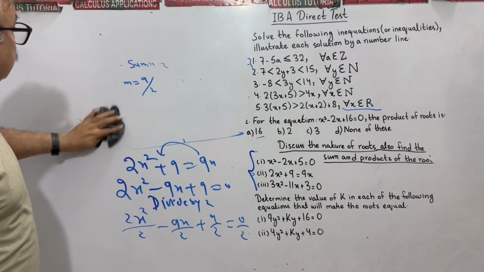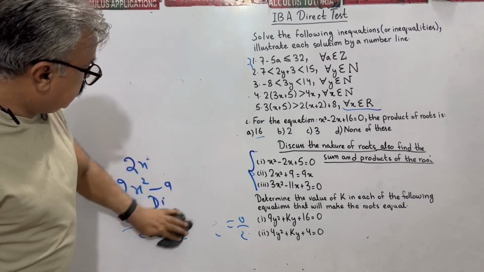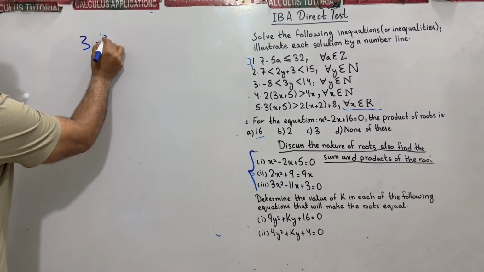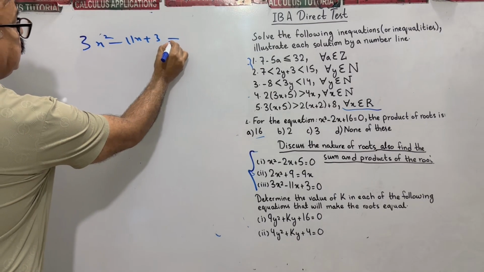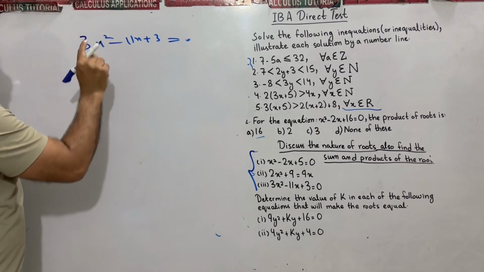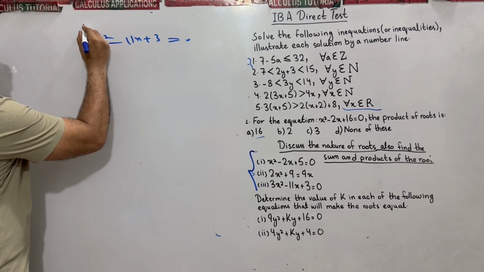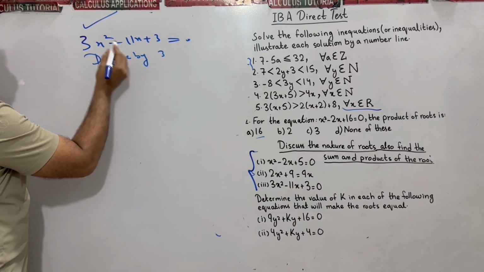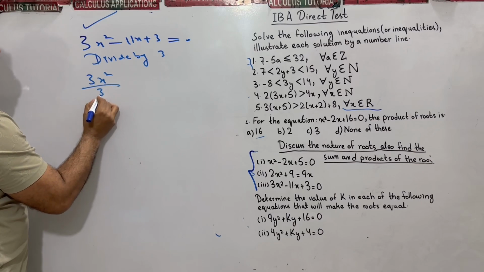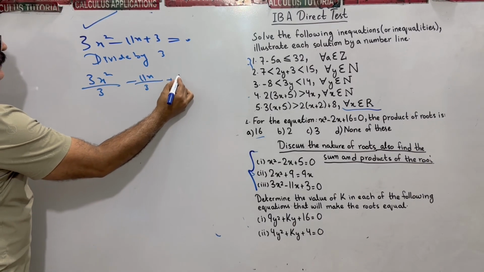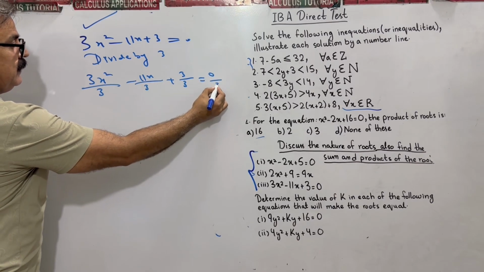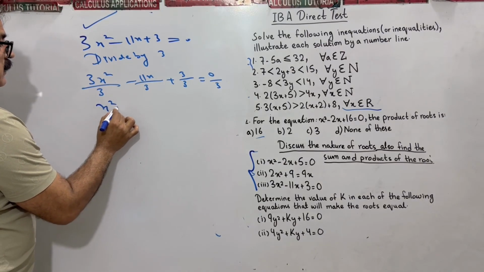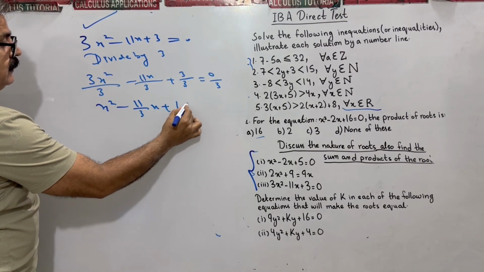Moving towards the final question: how to find the sum and product of the roots? That is 3x square minus 11x plus 3 is equal to 0. We cannot compare with the standard form directly. We have to make the coefficient of x square 1, so divide by 3. Dividing by 3, we have 3x square divided by 3 minus 11x divided by 3 plus 3 divided by 3, and even 0 divided by 3. The operation must be performed on both sides. So x square minus 11 upon 3 x plus 1 is equal to 0.